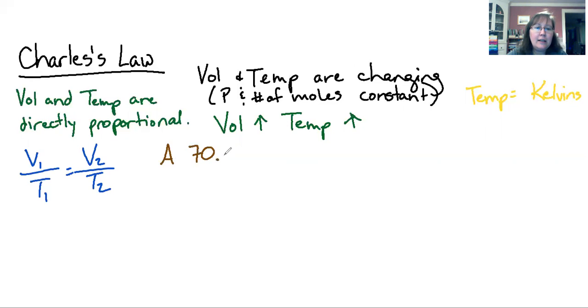So let's say that we have a 70-liter tire. That's not good. Sometimes when I start making things up, it doesn't make any sense.